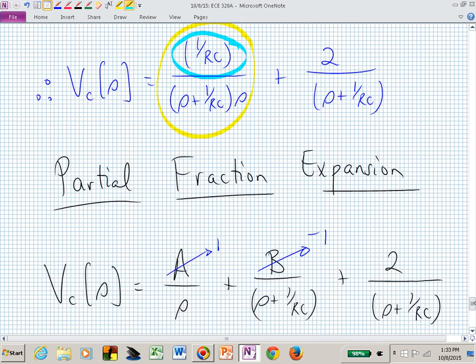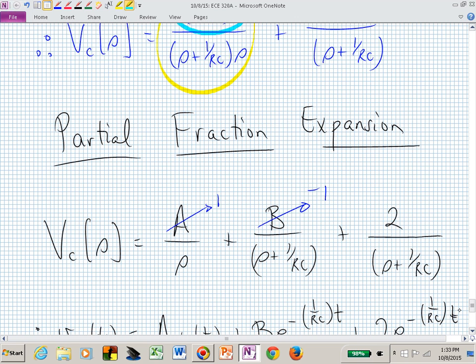And in our partial fraction expansion, we simply say we will find out what A and B are. They will be some combination or function of that 1 over RC. But A and B will absorb whatever numbers they need to in order to make their combination eventually be 1 over RC if you recombine them back together. So we really don't worry about that.